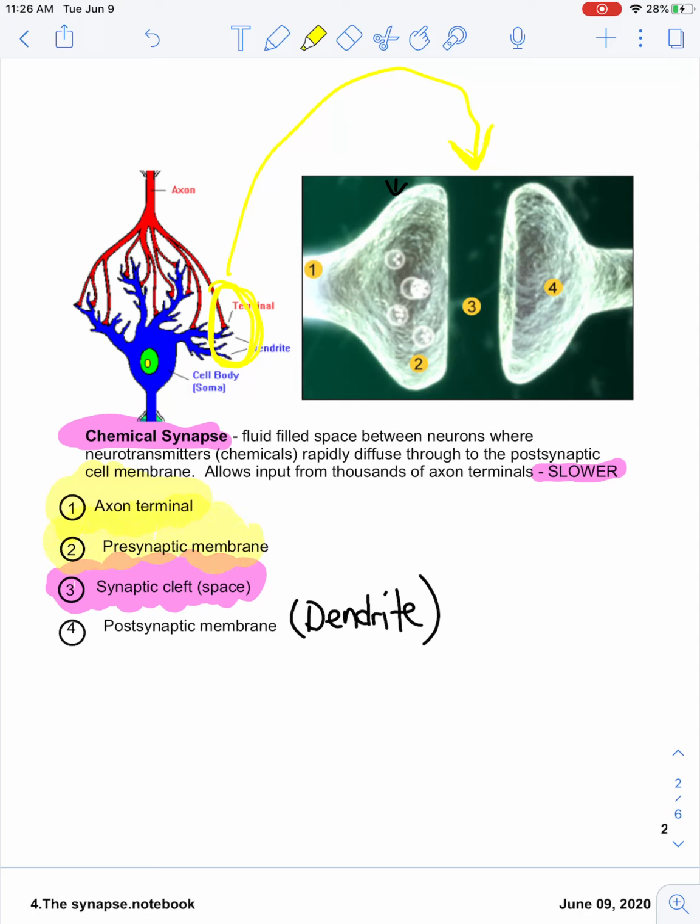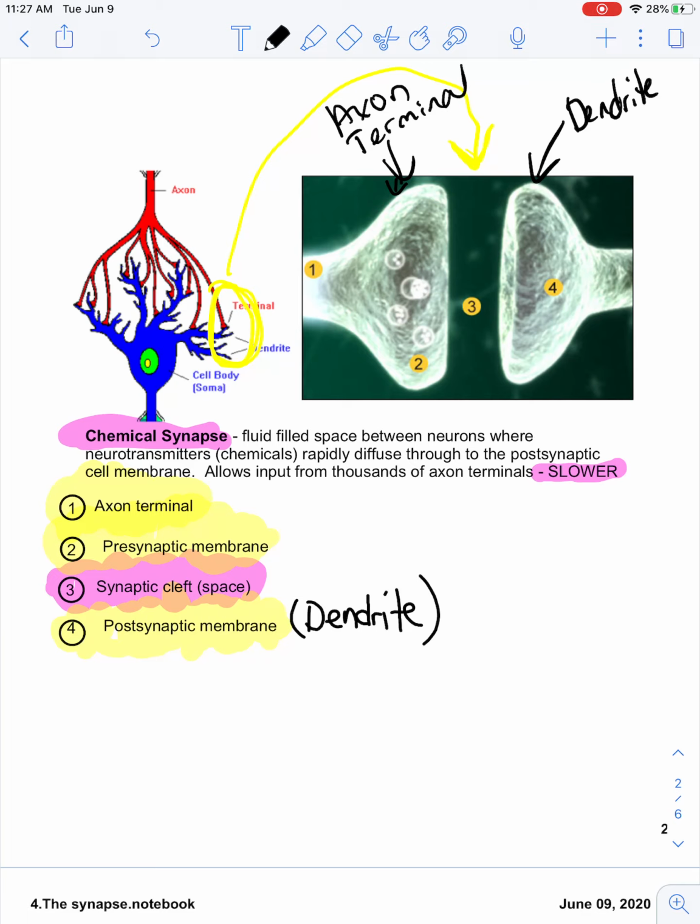And we also refer to the end point of that neuron as the postsynaptic membrane. It comes before the synapse. Then we have the cleft, the synaptic cleft, and then we have number 4, the postsynaptic membrane. So that is the dendrite of the next neuron. So into the dendrite, out of the axon terminal. So a chemical synapse can be recognized by that space between the two.